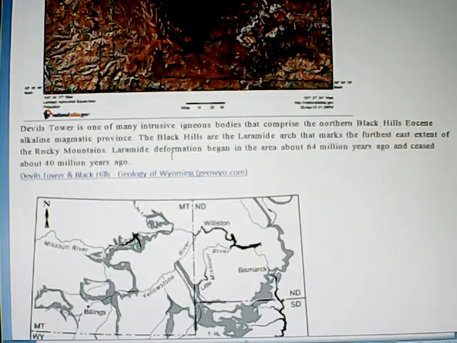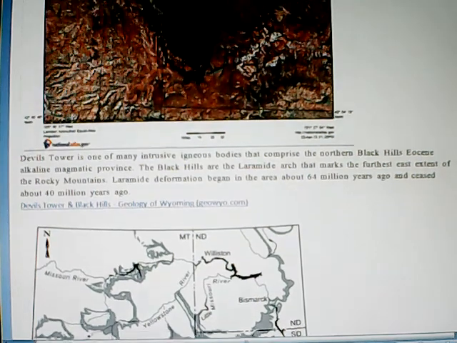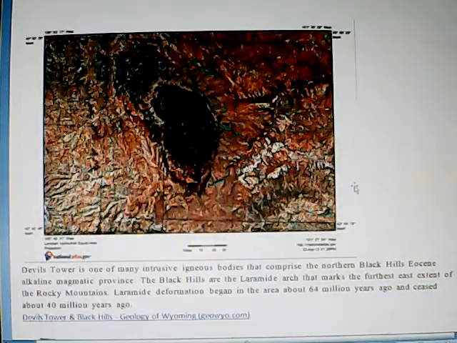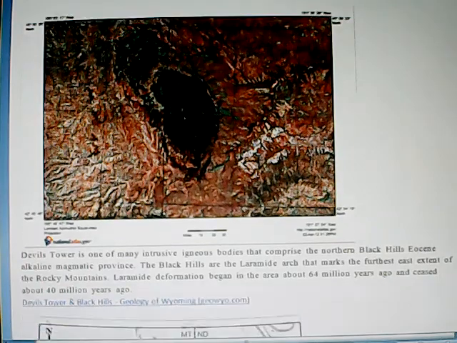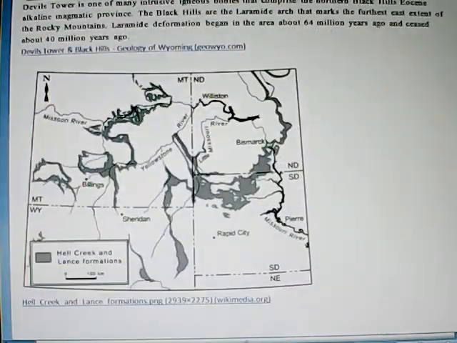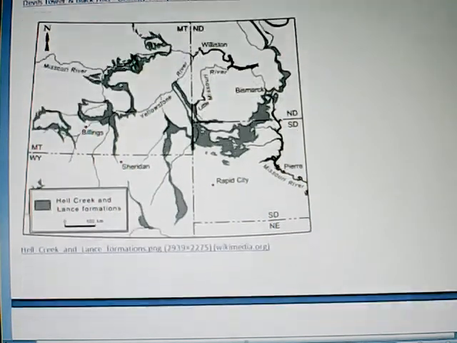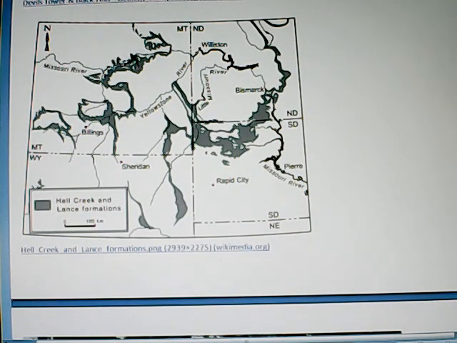Okay, Devil's Tower is one of the many intrusive igneous bodies that comprise the northern Black Hills Eocene alkaline magmatic province. The Black Hills are the Laramide Arch that marks the furthest east extent of the Rocky Mountains. Laramide deformation began in the area about 64 million years ago and ceased about 40 million years ago. And again, 64 is real close to 65. And that location is in line between the meteor impact in Alberta and the one in Mexico.